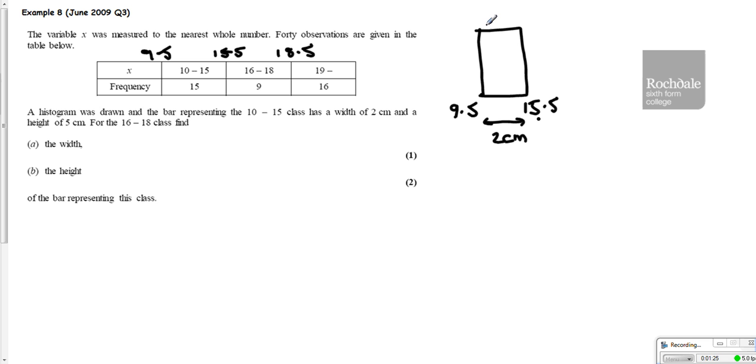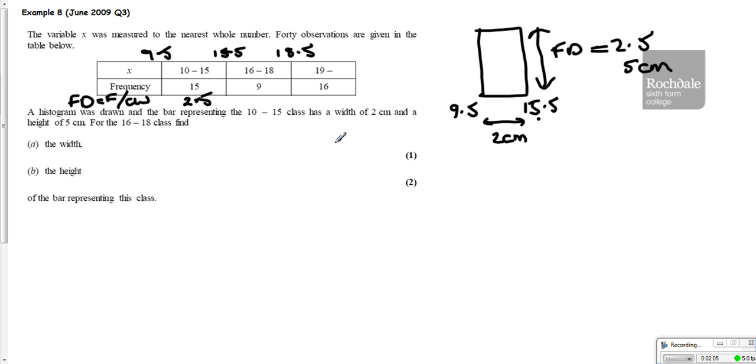Vertically, we plot the frequency density. Now, the frequency density is given by the frequency divided by the class width. So for this first one, our frequency is 15, and the class width, as we've just said, is 6. 15 divided by 6 is 2.5. So the frequency density up the side is 2.5, and that is represented in this question by 5 centimetres. So that's just giving us a little bit of an overview as to what's going on.